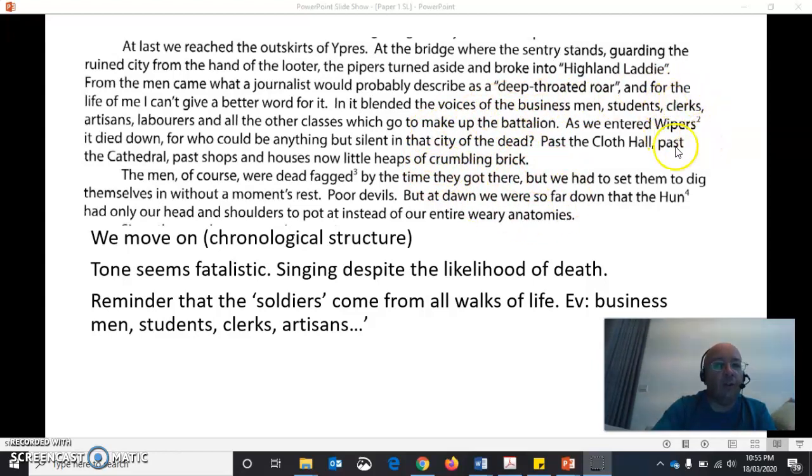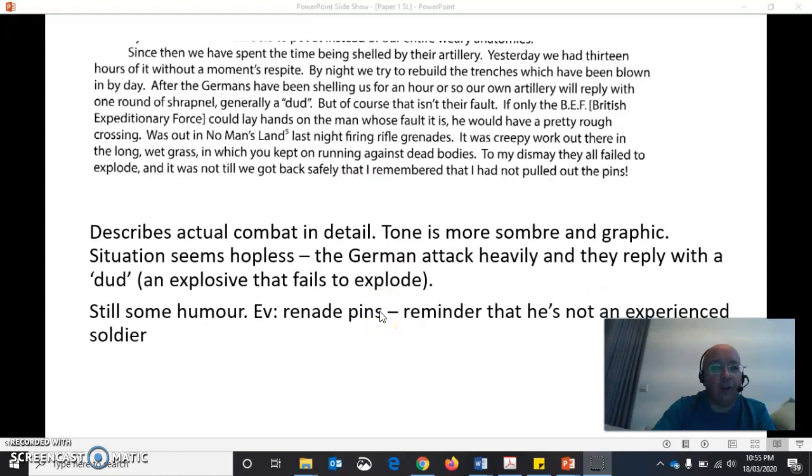We entered Wipers because Ypres, I guess, is difficult to pronounce for the British, so they called it Wipers, for example. But he does describe the effect of war here, the crumbling brick, the cathedral that's collapsed and things like that. And then moving on into the next section, we actually see the combat that happens.